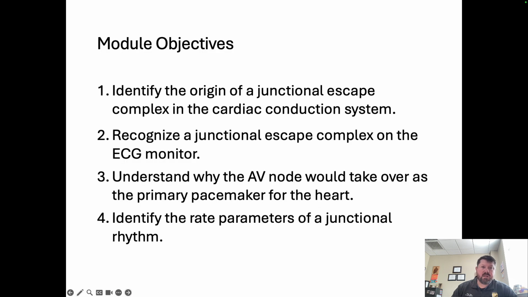So our objectives: identify the origin of a junctional escape complex in the cardiac conduction system, recognize a junctional escape complex on the ECG monitor, understand why the AV node would take over as a primary pacemaker for the heart, and identify the rate parameters of a junctional rhythm.